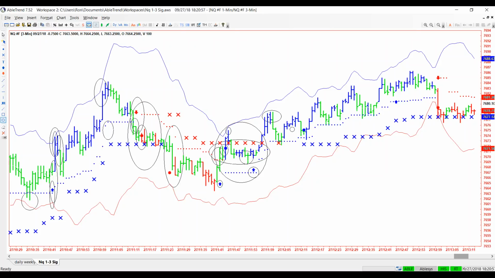And look what happened, 10 minutes later. It popped up 8 points. And then eventually it popped up by 30 points, 25 points. Because look at this sweet spot here. I mean, does it get any better than this? This is just your textbook AbleTrend low-risk sweet spot trade, where you've got a blue bar right on top of the blue dot, a blue X, I mean, no red dots above.